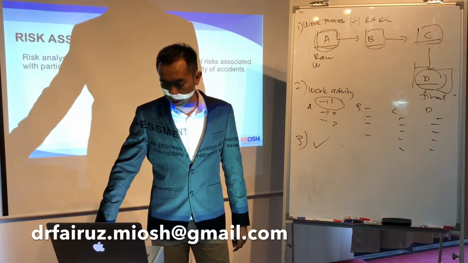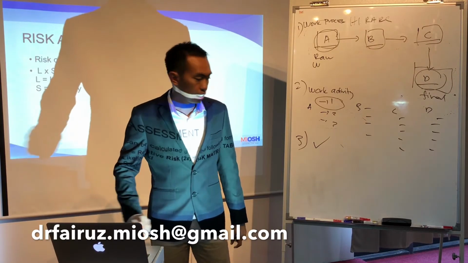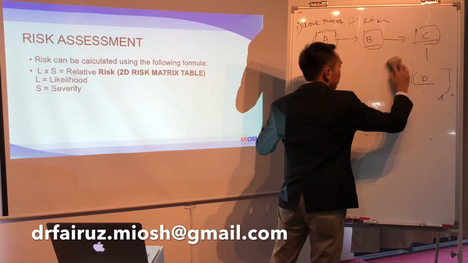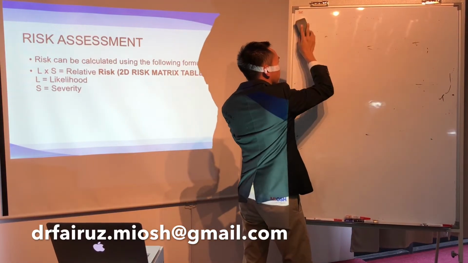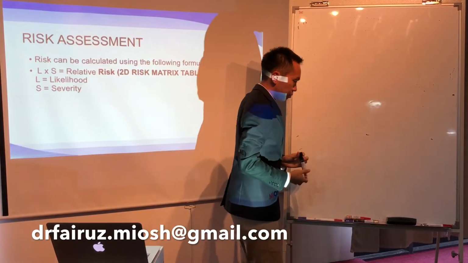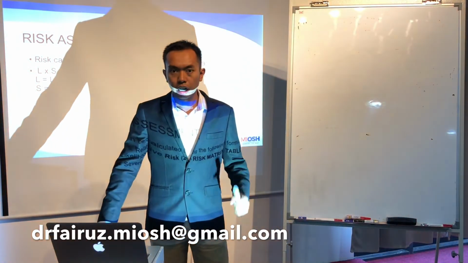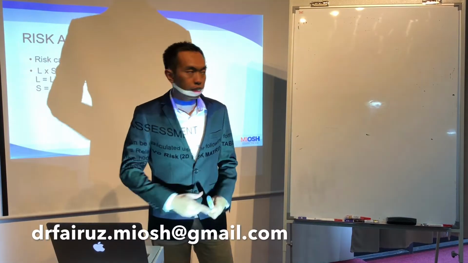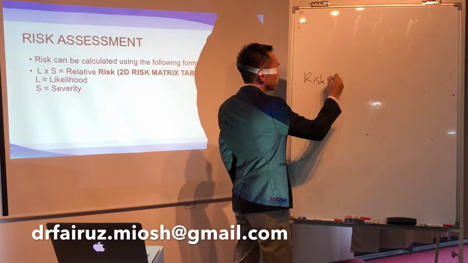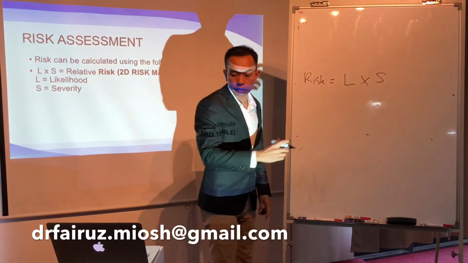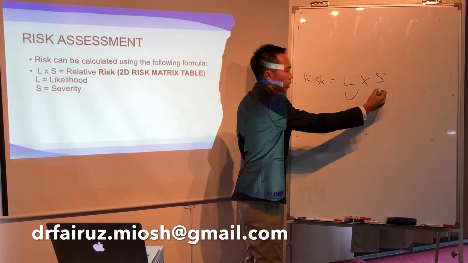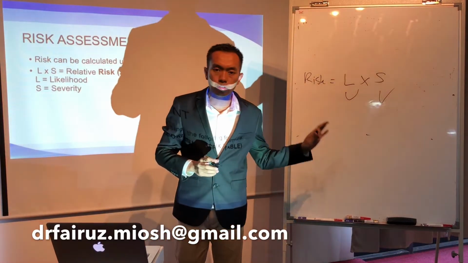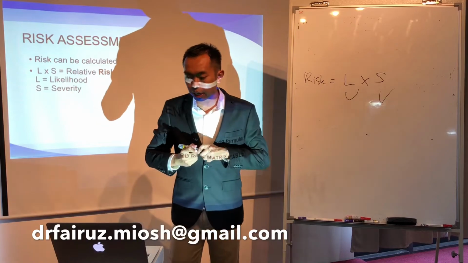So what do we do after that? We see the table, a very simple table. I will show you the table of HIRARC. Okay, how do we do the assessment? I already explained to you the hazard, and then risk assessment. What is risk? Very simple: likelihood times severity. For likelihood we have a scale, for severity we have a scale. You need to refer to the table. You already identified the hazard, and then you follow your table of likelihood and severity.